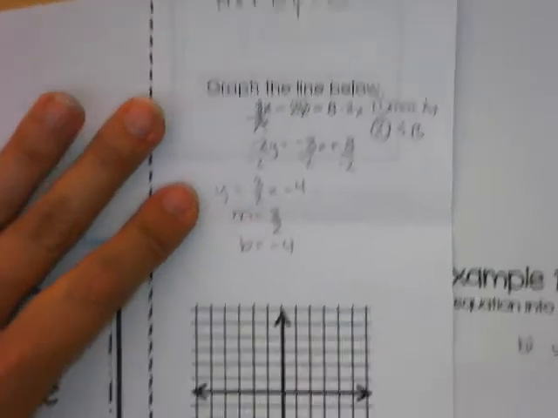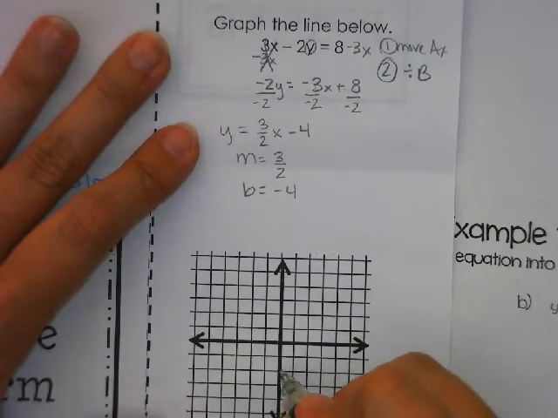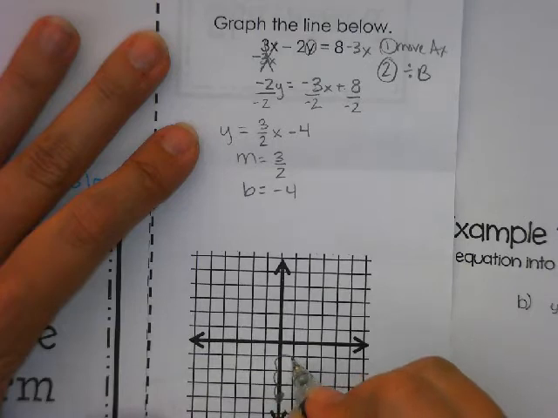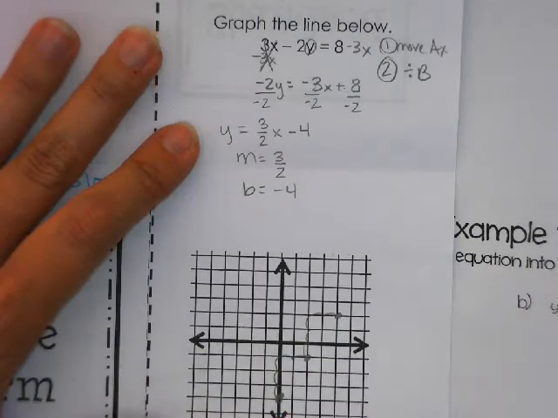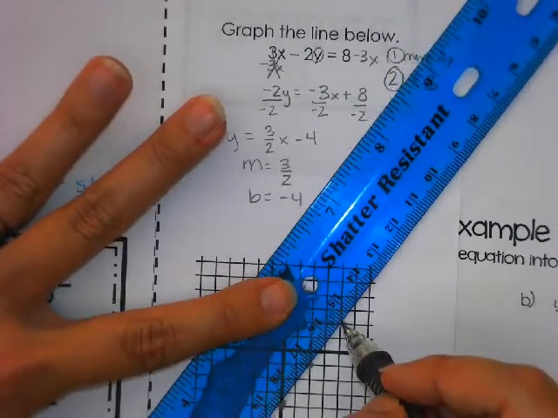Okay, so we can graph that. Down 4, rise 3, run 2, rise 3, run 2, and here is your line.